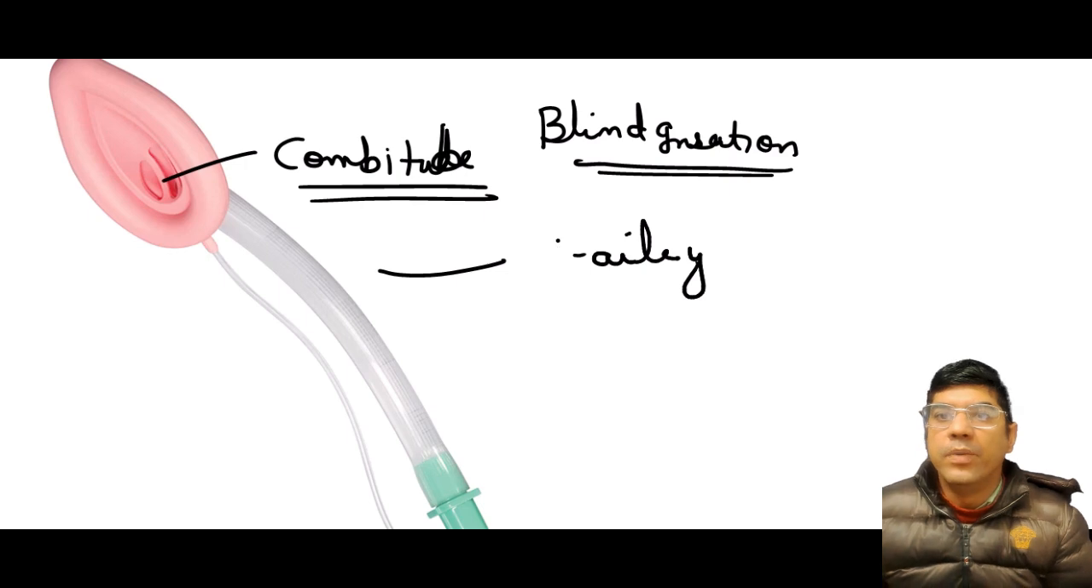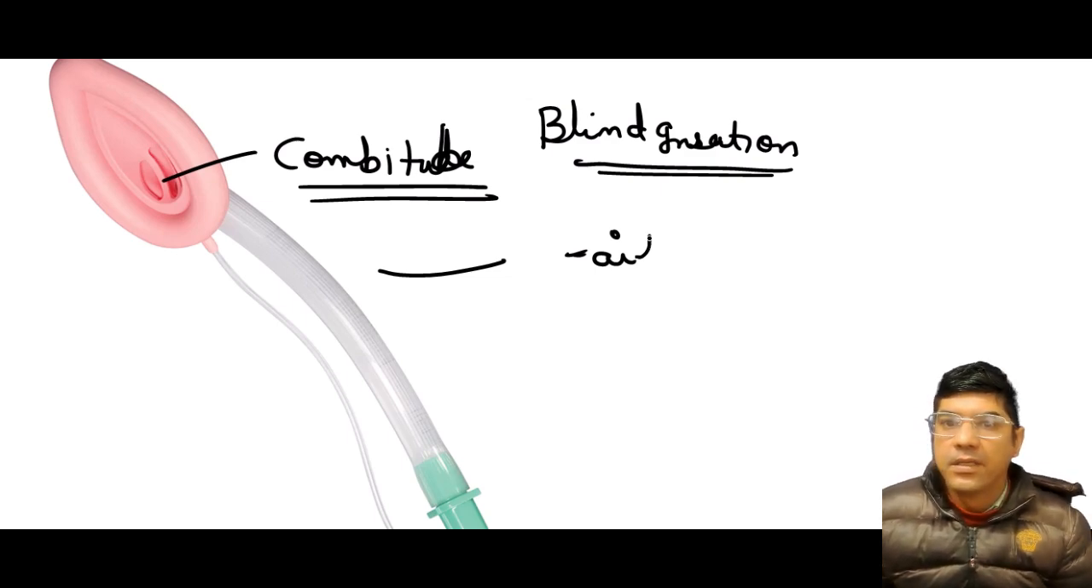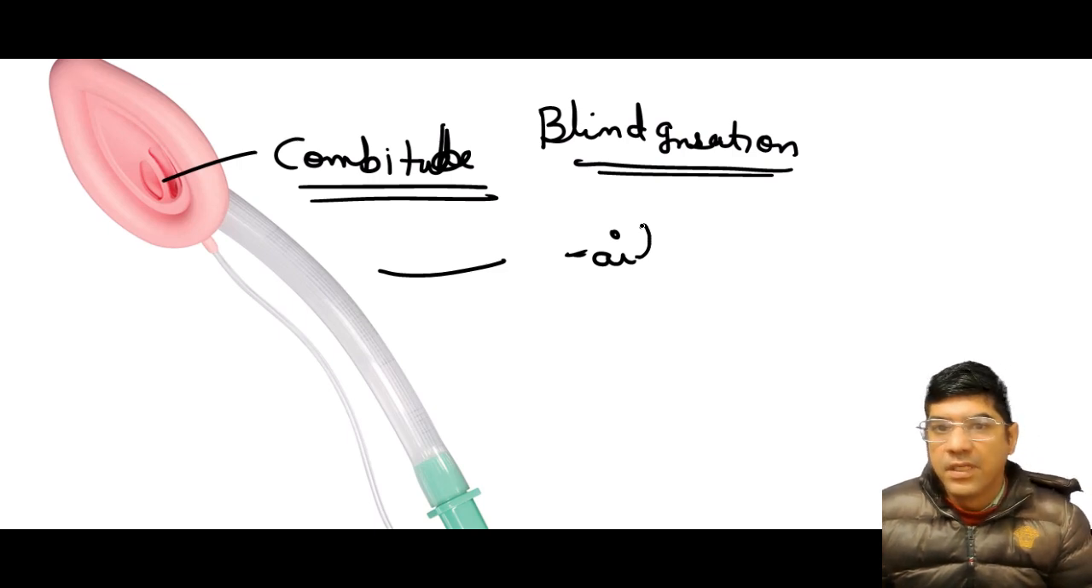First of all, what is the combi tube? Remember, it is a dual lumen airway that can be inserted blindly into the patient's airway. It has two separate lumens with different insertion depths, intended for esophageal and tracheal placement. So it is a dual lumen airway device that is used to provide a secure airway in emergencies.